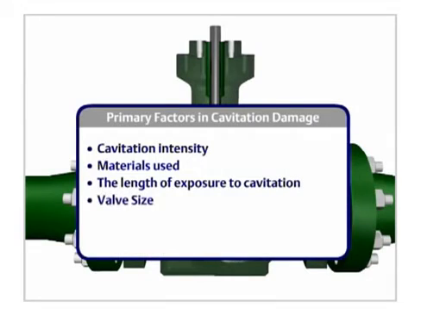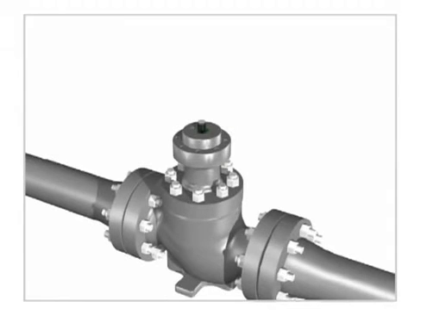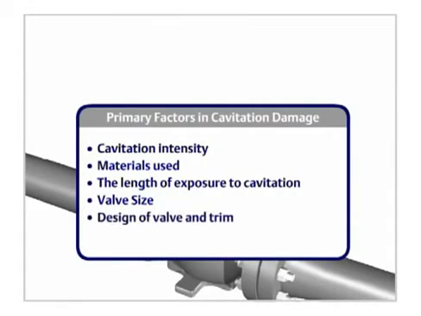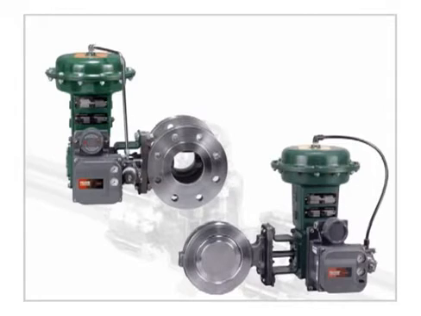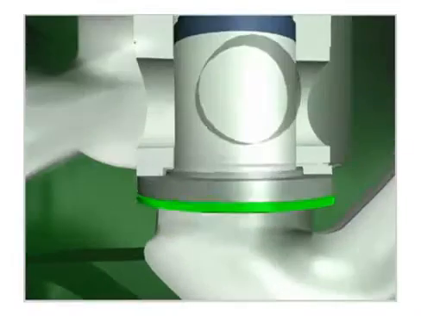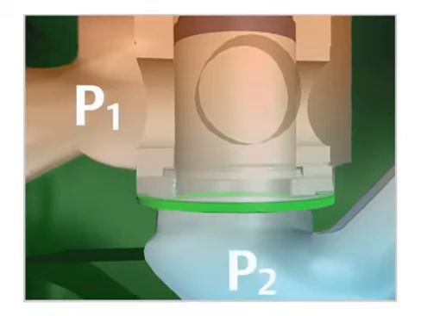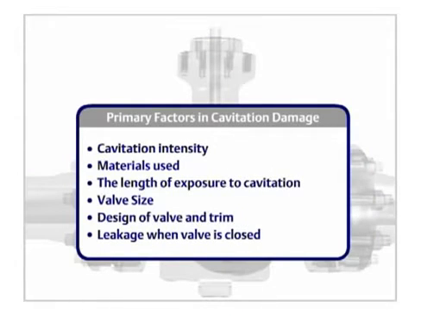Valve size. Increasing the valve size tends to make the effects of cavitation worse. The design of the valve and trim in the area of cavitation. High recovery ball and butterfly valves are more susceptible to cavitation damage. If there is leakage occurring when a valve is closed, fluid leakage moves fluid from a high pressure area to a low pressure area, which results in cavitation and potential damage. Cavitation damage can be reduced by altering or accommodating any of these factors.